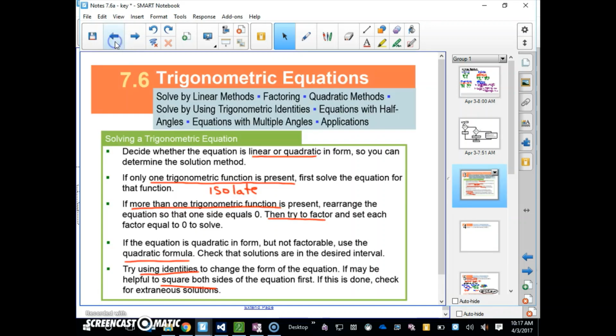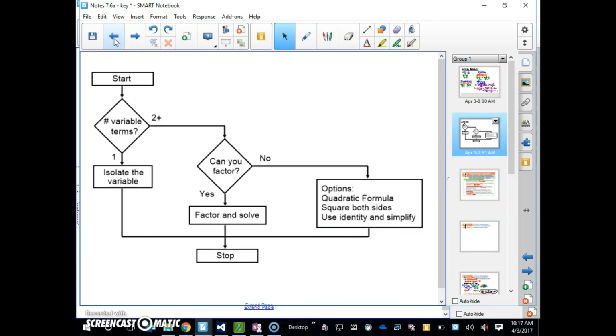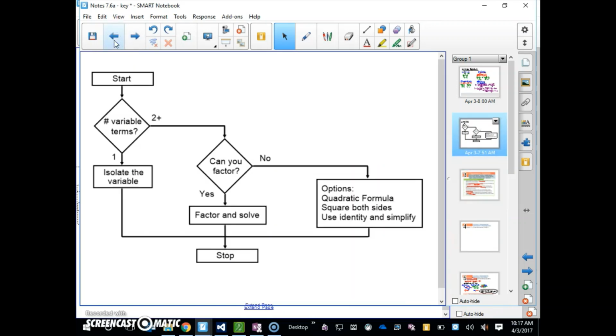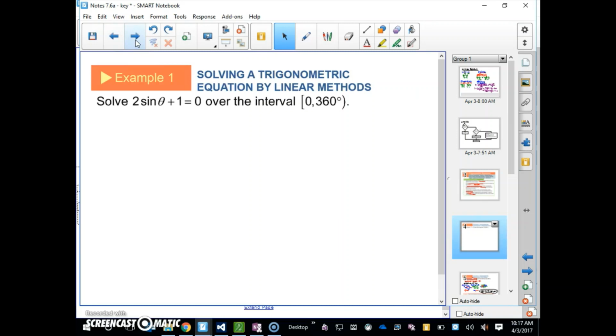So look at the flow chart and ask yourself the question, how many variable terms are there? There's only one. It's that sine theta, okay? It's not as simple as saying how many variables there are, but how many variable terms there are. I see one variable term, and so that makes this kind of easy because we're just going to go straight down here and isolate the variable. If there's only one variable term, we should be able to isolate the variable.